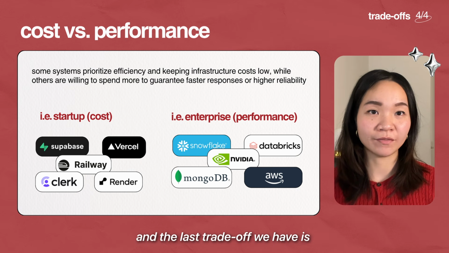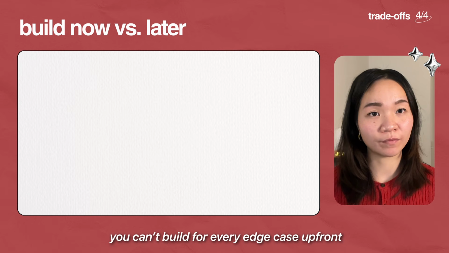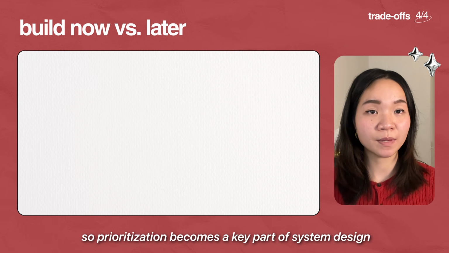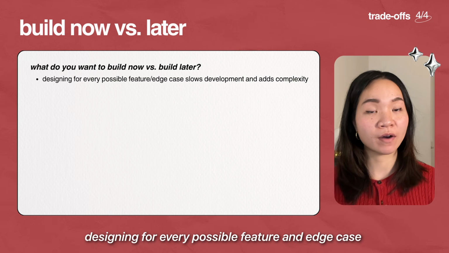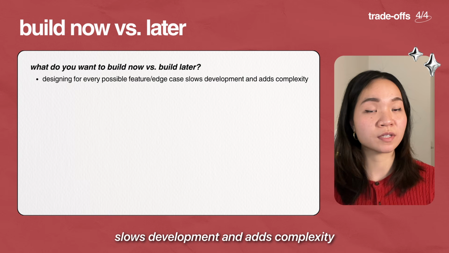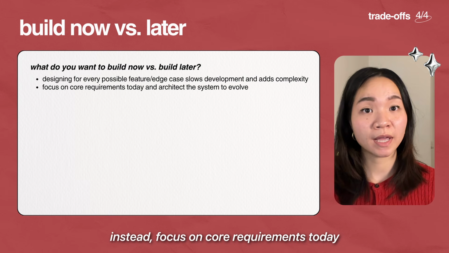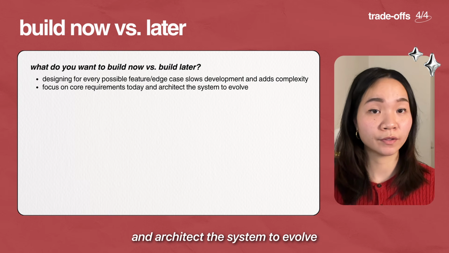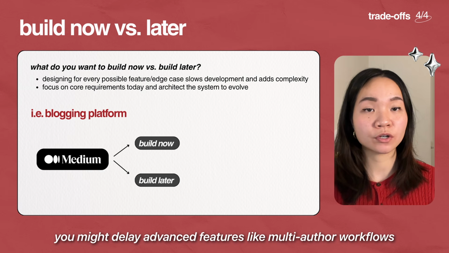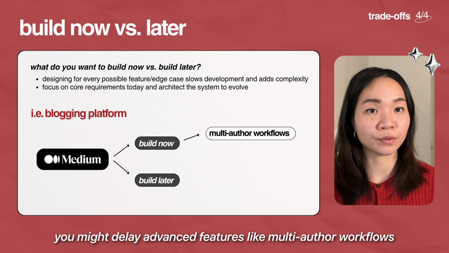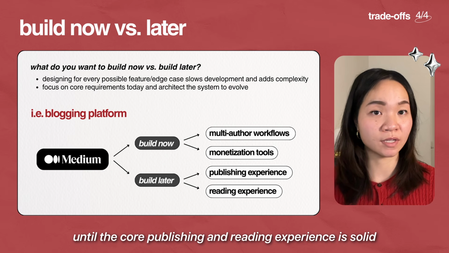And the last trade-off we have is build now versus build later. You can't build for every edge case upfront, so prioritization becomes a key part of system design. What do you want to build now versus build later? Designing for every possible feature and edge case slows development and adds complexity. Instead, focus on core requirements today and architect the system to evolve. For example, when building a blogging platform, you might delay advanced features like multi-author workflows or complex monetization tools until the core publishing and reading experience is solid.